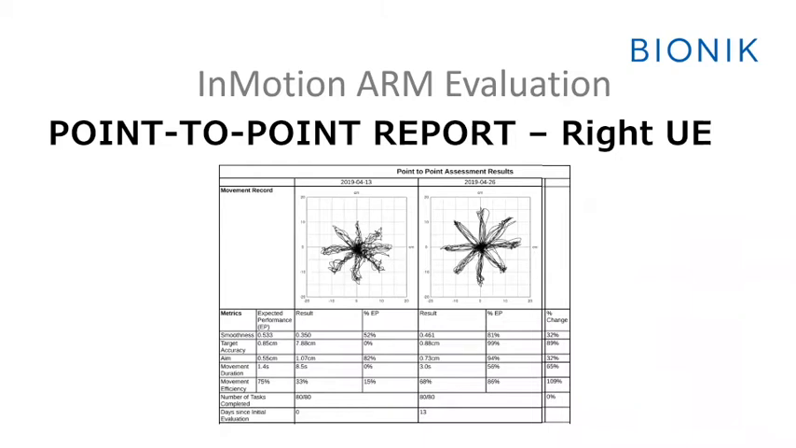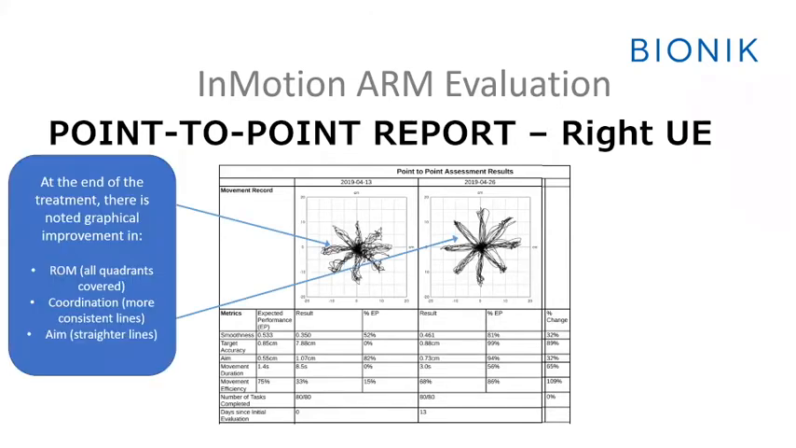On this patient's point-to-point report, the general shape of the star is the same, but on closer inspection, some differences are noted. The graphic is larger in the final report and more defined, meaning more consistent. These changes are more pronounced in the metrics changes seen as well. So we note at the end of the treatment session, there is an improvement in range of motion into all quadrants, particularly those away from the patient.